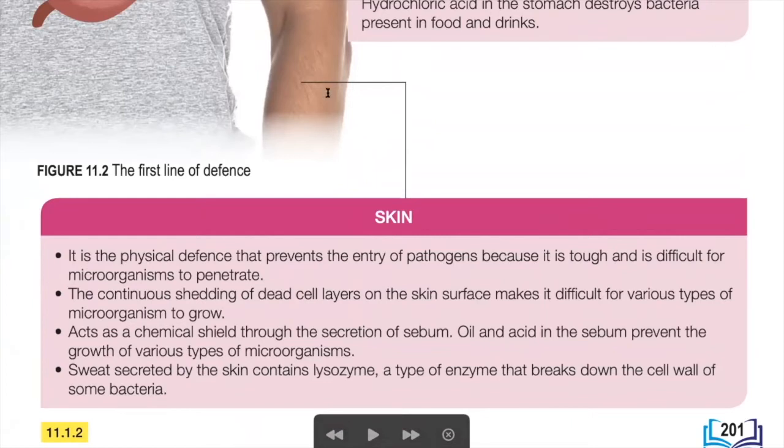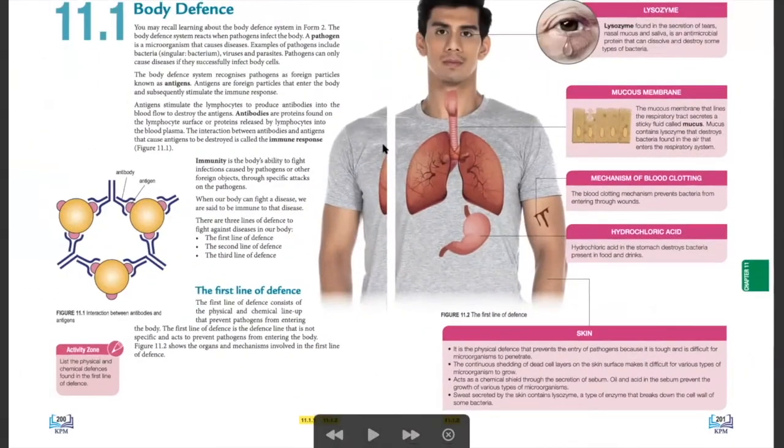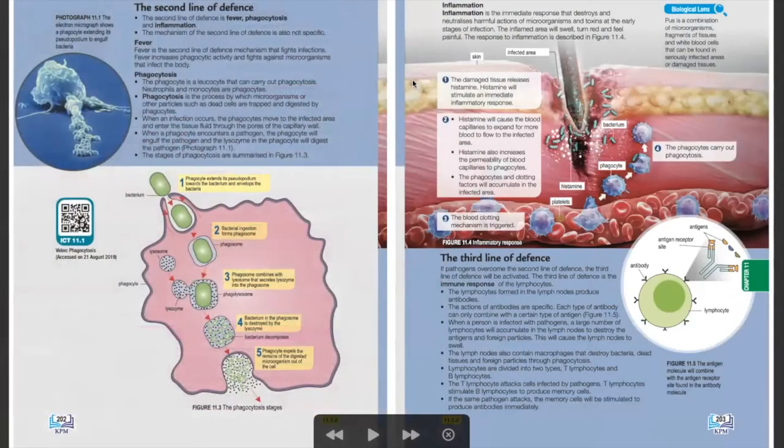And the last one, we know that under the skin there is a sweat gland, kelenjar peluh. So this sweat gland will secrete sweat. Dalam sweat pun ada lysozyme. So lysozyme untuk apa? Untuk kill the bacteria. Okay guys, so I think that's all for first line defense. Let's go to the next one.